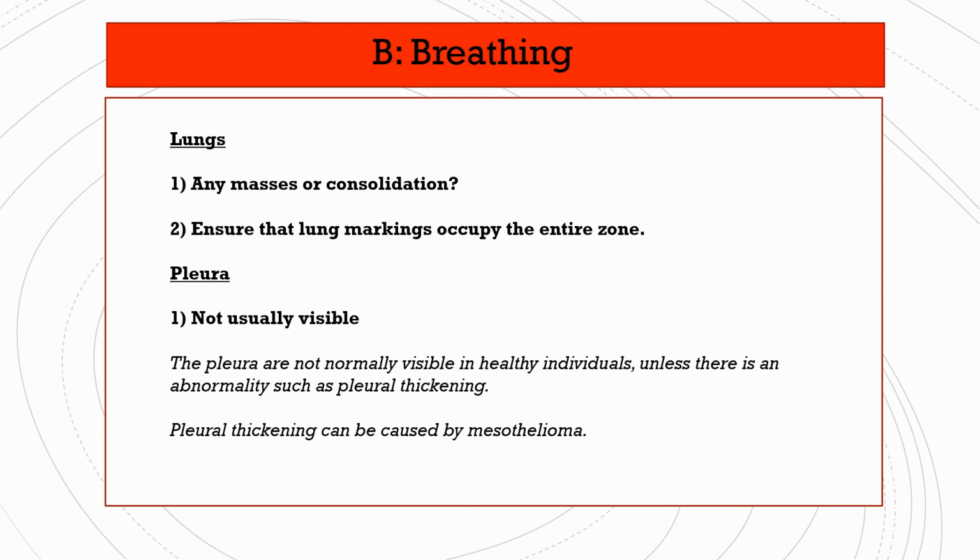So after you've finished with the lungs, you can look at the pleura. Remember, the pleura is the lining of the lungs, okay? And it's not usually visible. If there's an abnormality, such as pleural thickening, you will see a very large pleura, very thick. And that can be caused by mesothelioma. So I don't have an X-ray for it because it's a bit beyond this third year sort of things you need to know. But it's good to know that if you see something weird in the pleura, it's possible that it's an abnormality. So you flag it up to the doctor, okay?